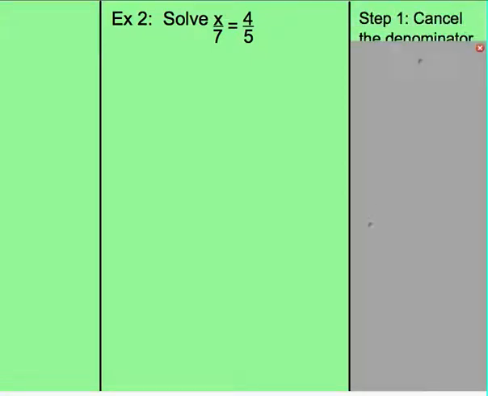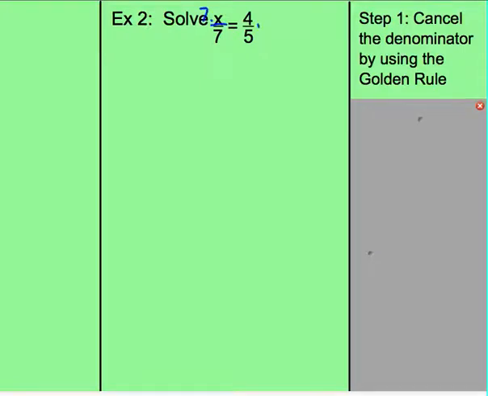So again, use the golden rule to cancel the denominator. Well, in this case, my x has a denominator of 7. How do I cancel division? I'm going to multiply. Why did I multiply by 7? To cancel my 7 in the denominator, leaving me with x.